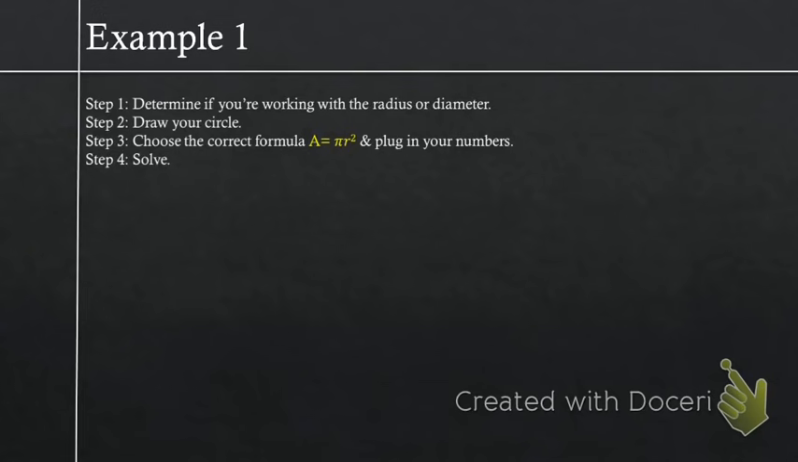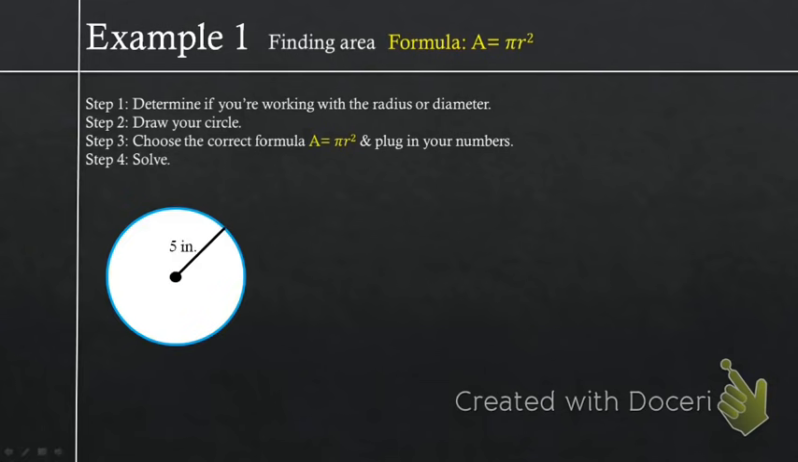Okay, first example. You're going to find area. You're going to determine if you're working with radius or diameter. Okay, so here we have our radius. So make sure you draw your circle when it comes to your work. Here I have drawn it for you. You're going to choose a correct formula. For this one, you only have one formula: A equals pi r squared. So we're going to rewrite our formula: A equals pi times r squared.